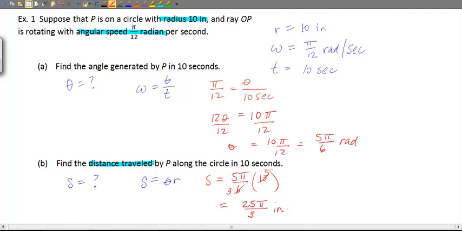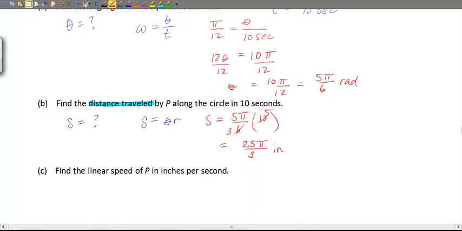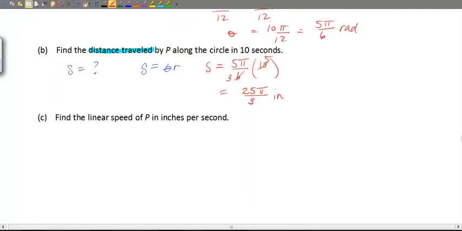You always want to give back your answers in reduced fraction form, and I didn't specify in this example, but I'm pretty sure in your homework you'll know to leave pi in the numerator when you're told that you need an exact answer, just to re-emphasize that.